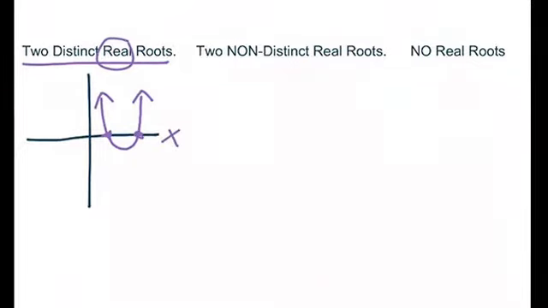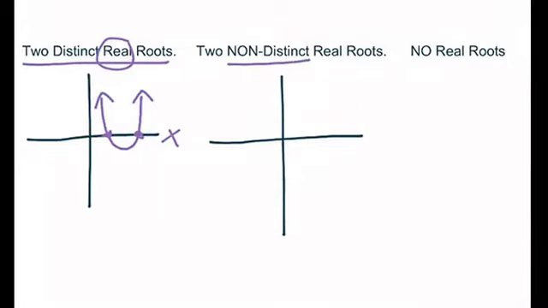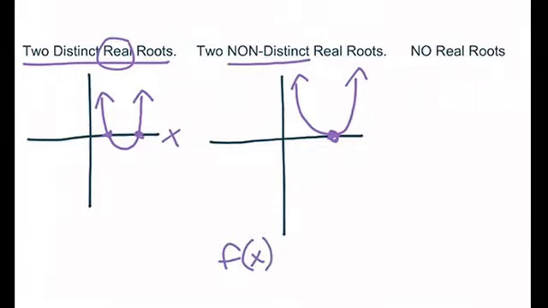Alright? Now, there's also the situation of 2 non-distinct real solutions. Non-distinct means they're not different. Now, we looked at this scenario before also. If I can draw this, just a minute. There we go. 2 non-distinct real zeros means that there's only one x-intercept. So why do we say that there's 2? Well, that equation is going to look something like f of x equals x plus 4 times x plus 4.